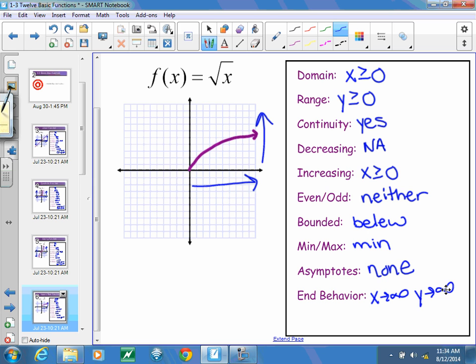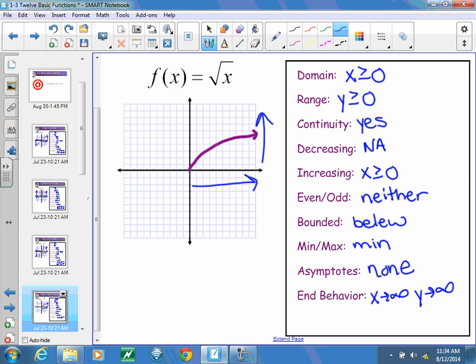Now with this particular graph here, we do not have an end behavior as x goes towards negative infinity because it's starting at 0, 0. And so we will not say anything as far as what happens as x goes towards negative infinity.